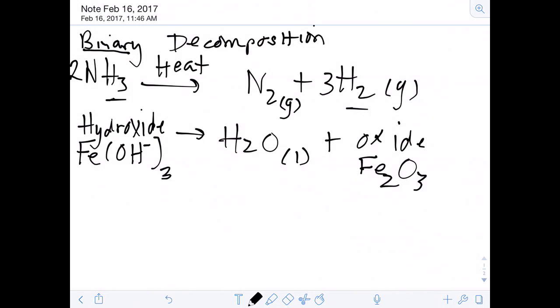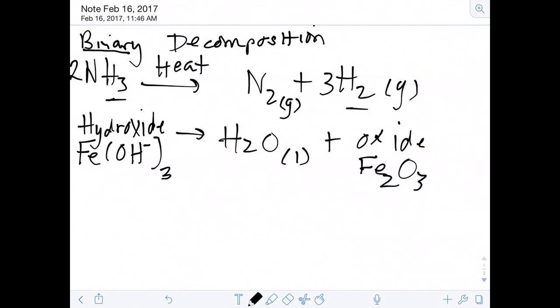Is that okay? Where do you get the H2O from? So what we're saying is, as a rule, if you heat a hydroxide, any hydroxide, you always get water as a product. And then there'll also be an oxide. And that will change based on what metal you put in there. All right?